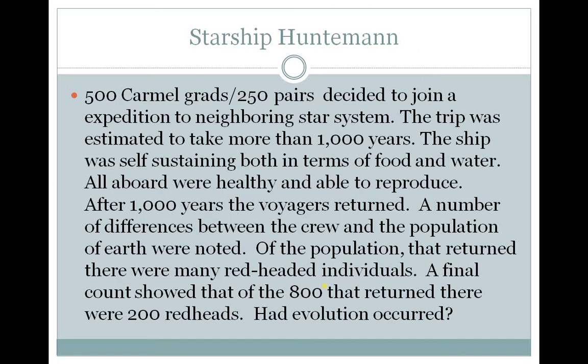Okay, so now you're going to try your own hand at it. Let's say 500 Carmel grads, or 250 mated pairs, decided to join an expedition to a neighboring star system. This trip was estimated to take more than 1,000 years, so these people were going to be isolated from their parent population for at least 10 generations. The ship was self-sustaining in terms of food and water, and everyone aboard was healthy and capable of reproduction. After 1,000 years, the voyagers returned, and obviously it was just their descendants that returned, because nobody in this group lives more than 100 years.